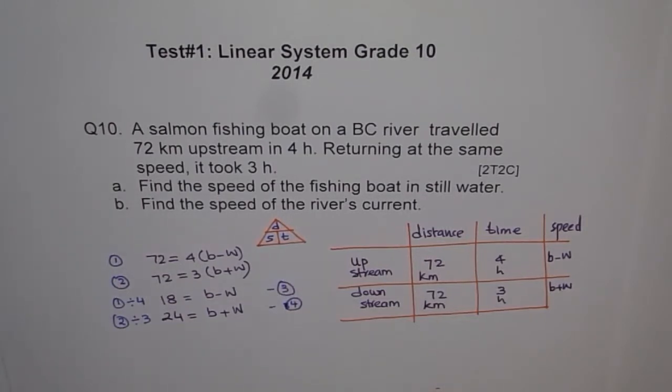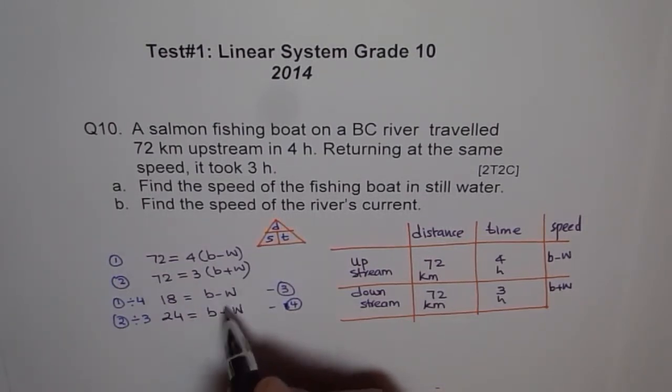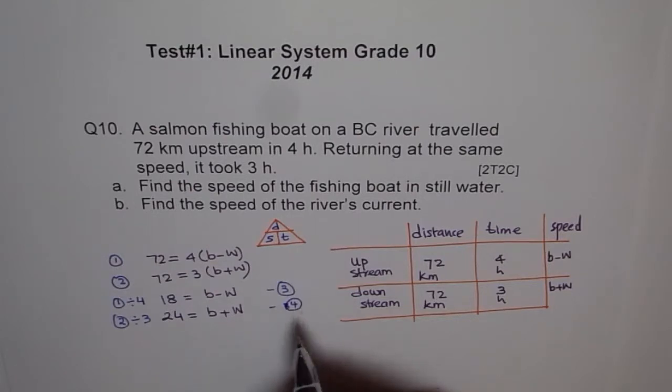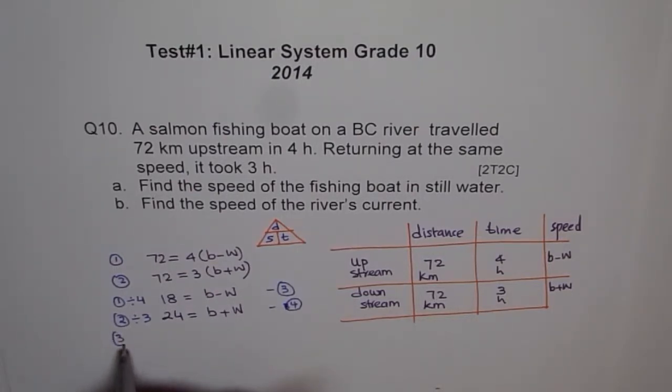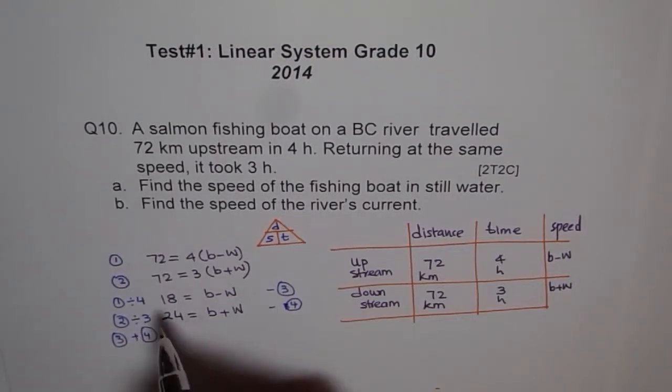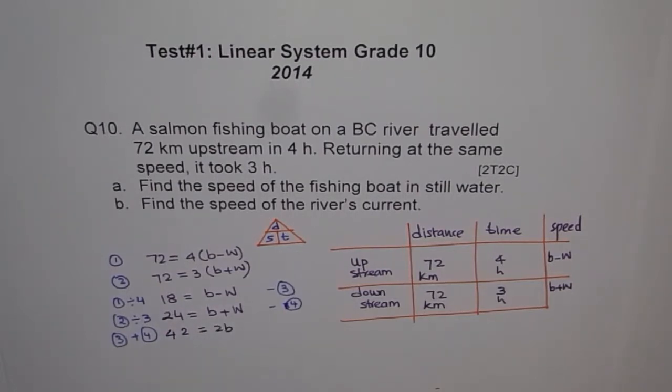Right. Now, we can eliminate, right? If we add 3 and 4, then what do we get? If we add equation 3 and 4, then we get 18 plus 24, which is 42, equals 2 times B, right? So from here, B equals 42 divided by 2, which is 21. So we get B as 21, right?